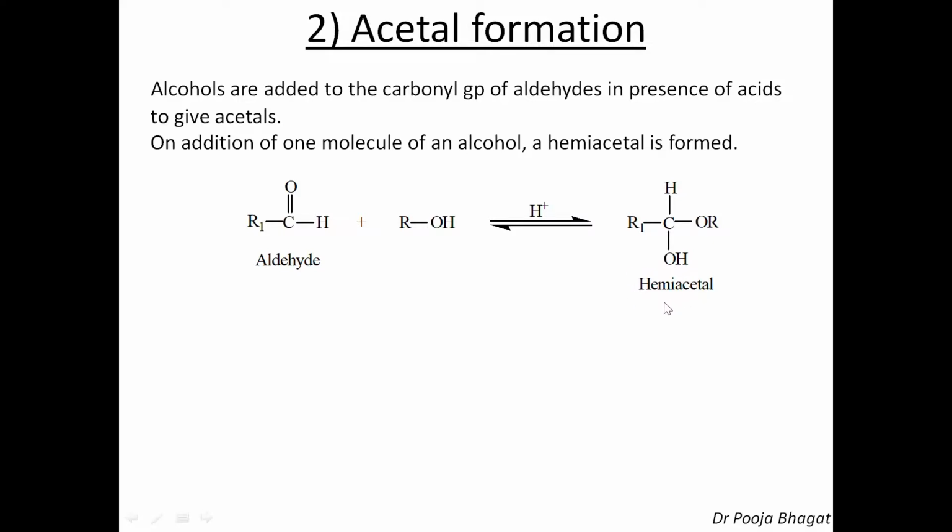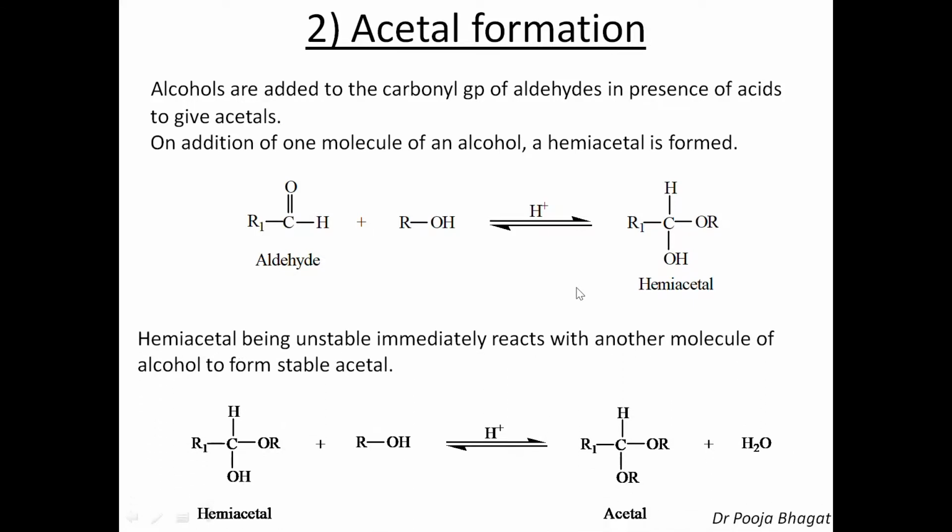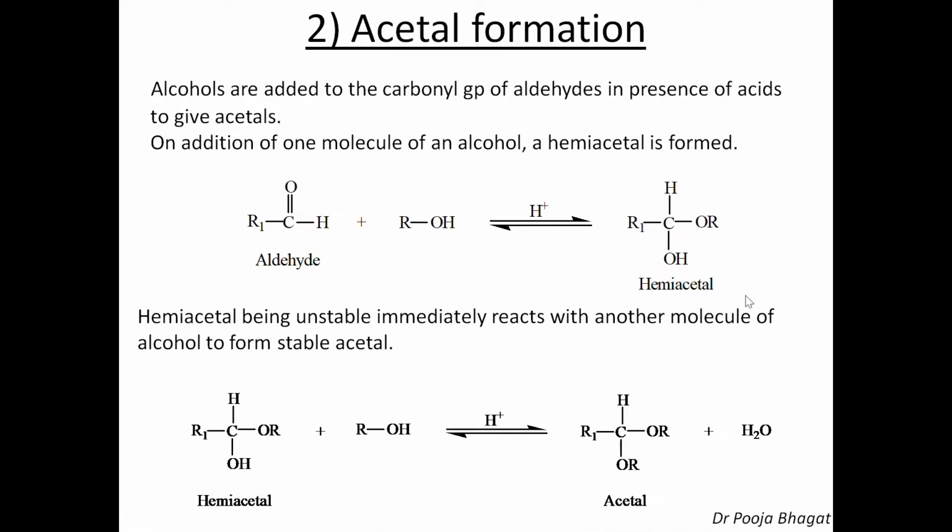Why is it halfway? Because till now only one molecule of alcohol is added at the aldehyde. Now another molecule of alcohol will add at hemiacetal. But these hemiacetals are unstable, so they immediately react with another molecule of alcohol to give stable acetal. What is acetal? The OH is getting converted into OR. So this part will remain as such. In place of OH, the R will come here, so it is OR. So hemiacetal gets converted into acetal. Now we will see the mechanism of conversion of hemiacetal to acetal.